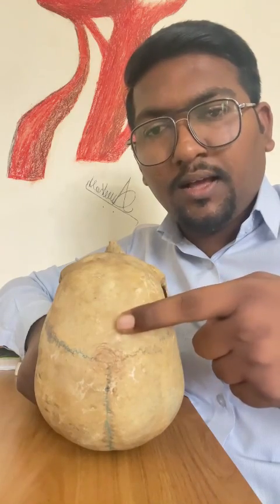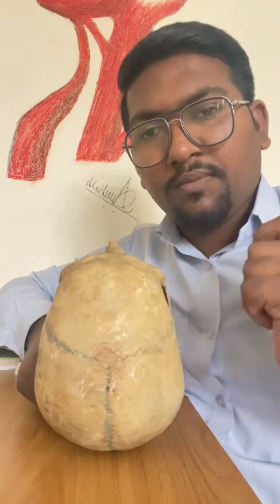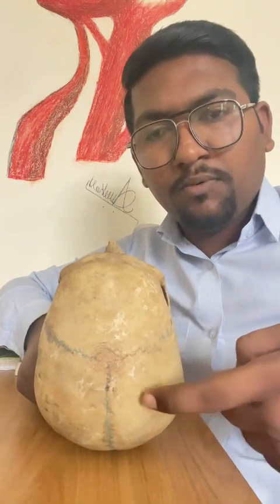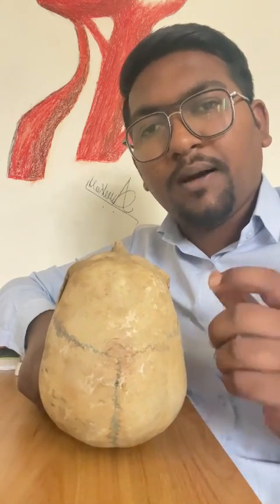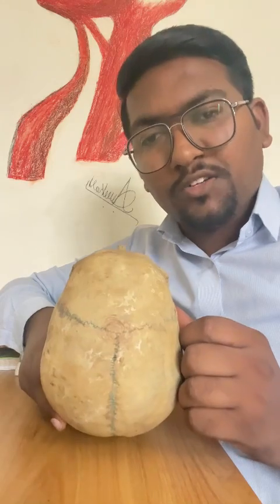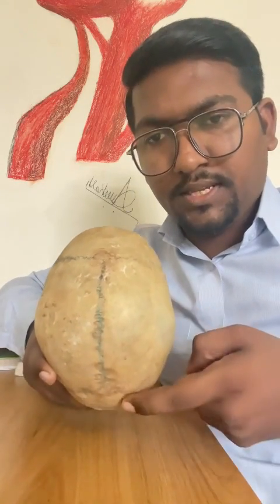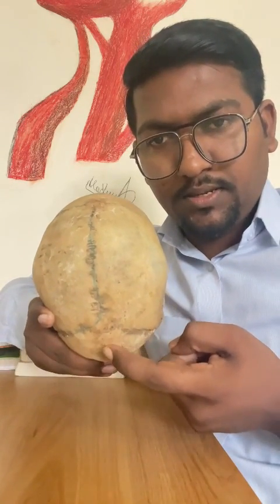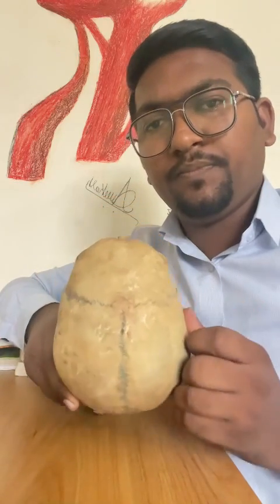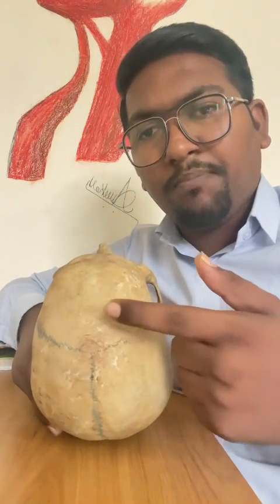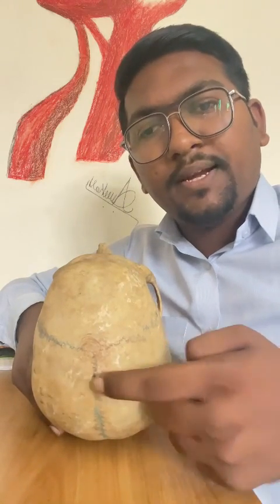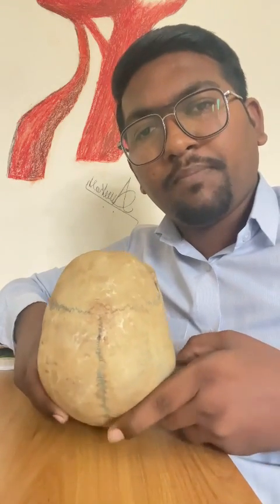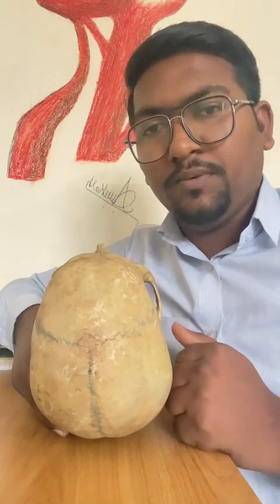This is the upper part of the frontal bone and two parietal bones, one on each side, and in some books they have mentioned the upper part of the occipital bone also. You can see this is the upper part of the occipital bone. In total there are 3 bones: the upper part of the frontal bone, two parietal bones, and the upper part of the occipital bone.